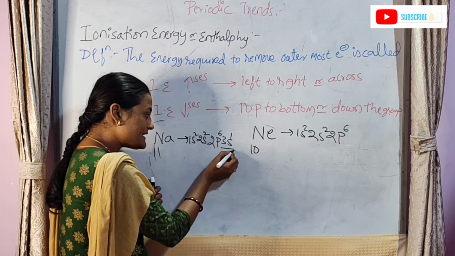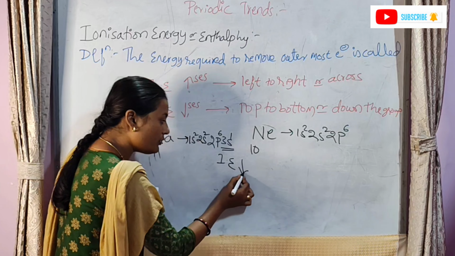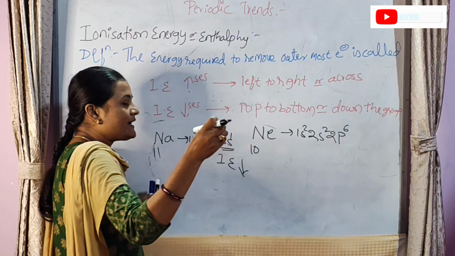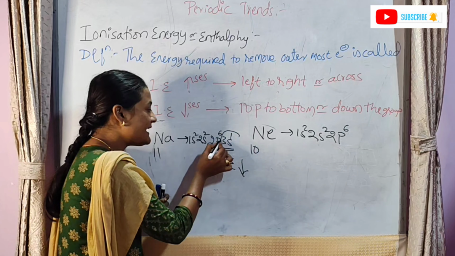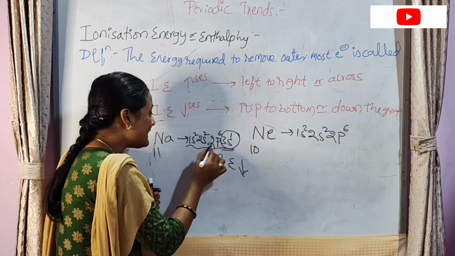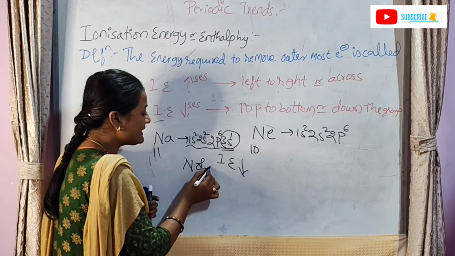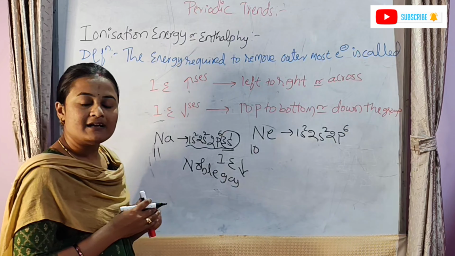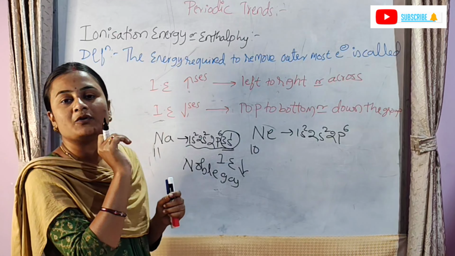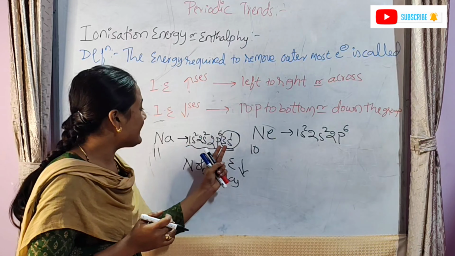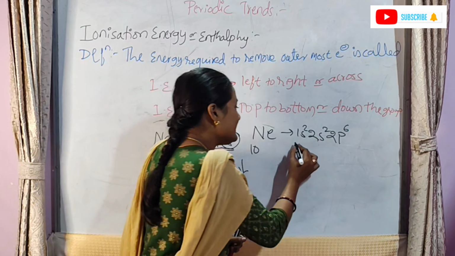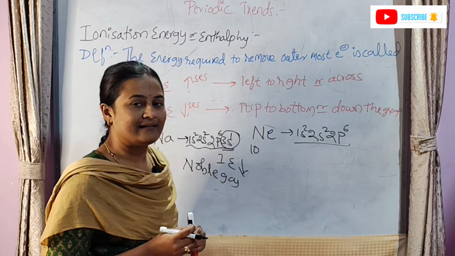For sodium the ionization energy is very low because a very little amount of energy is required to remove the outermost electron, that is the electron present in the s orbital. If you remove this outermost electron, it will get a stable noble gas configuration. Therefore, a very low amount of energy is required to remove the outermost electron present in the s orbital. Similarly, see the configuration of neon.